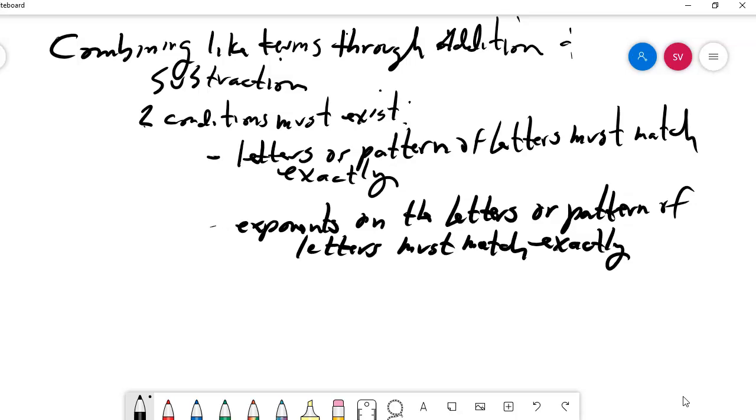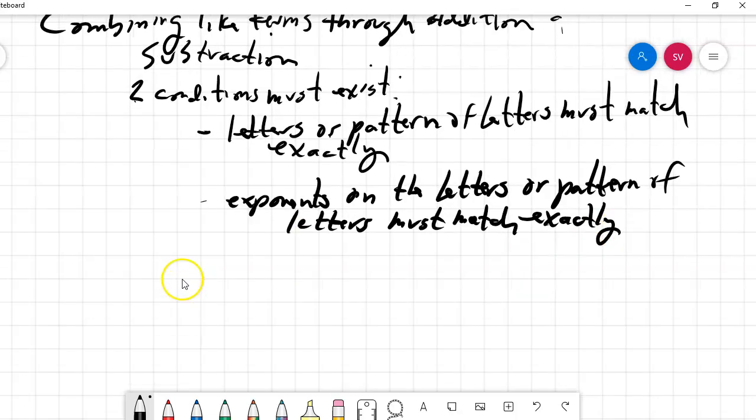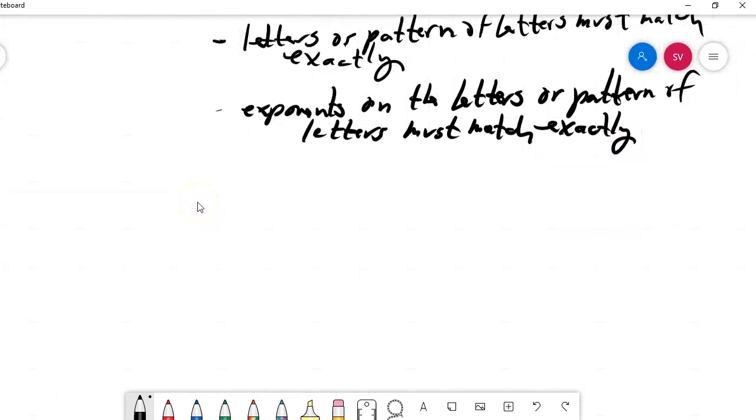So if one or two of these conditions are not present, they're not like terms, you cannot combine them. So let's take a look at an example.